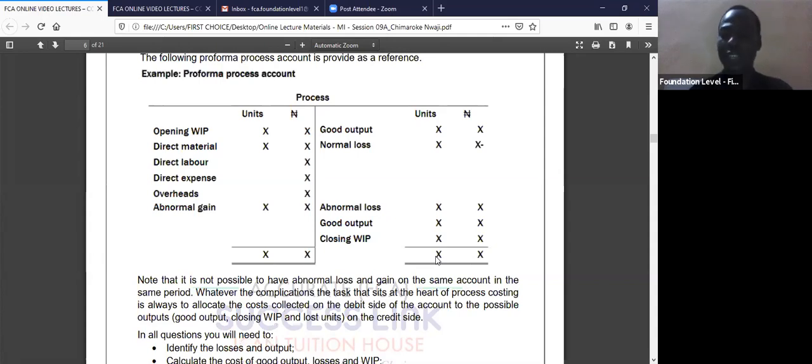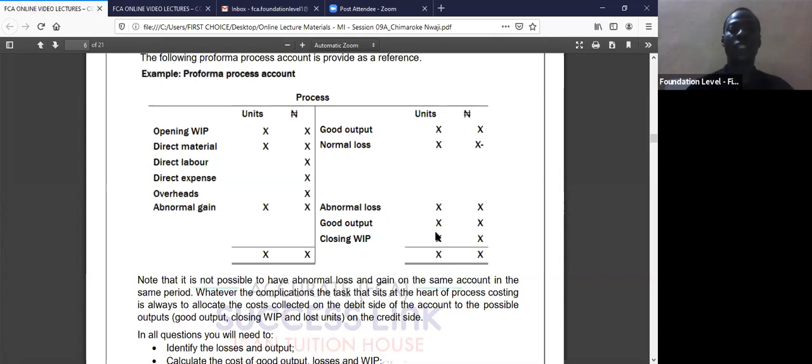You don't need to show materials. You don't need to show units. Just show their value. We will talk about abnormal gain later, but we now went to good output. For this good output, you must show the units allocated to it. Then we now said there may be a normal loss and there may be an abnormal loss. Then there is a closing work in progress.